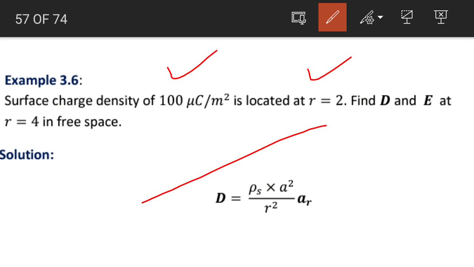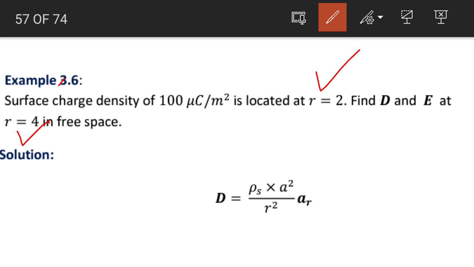So basically, this radius in the formula will be represented by a, because this is the radius of the source. We have a surface charge density, a charge on the surface of a sphere, and we want to calculate the electric flux density and the electric field intensity at r is equal to 4. The radius of the source is 2, and the radial distance of the point under observation with respect to the center of the source is 4. So the point is located outside the source.